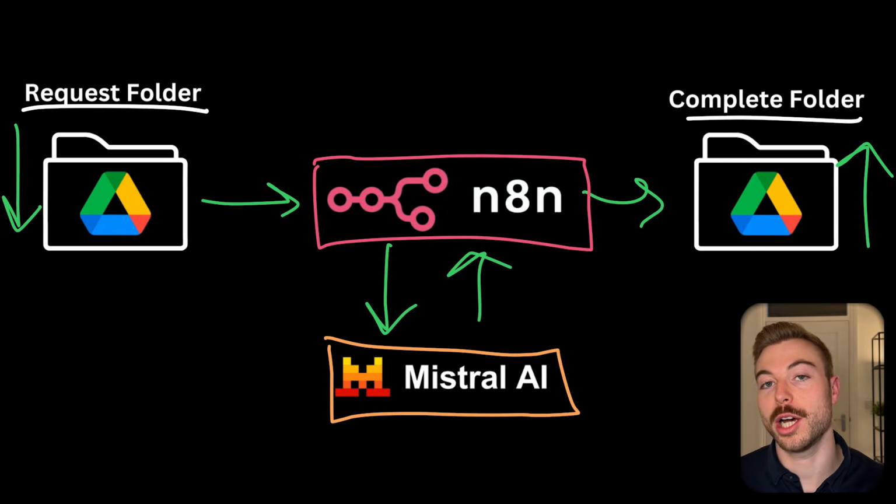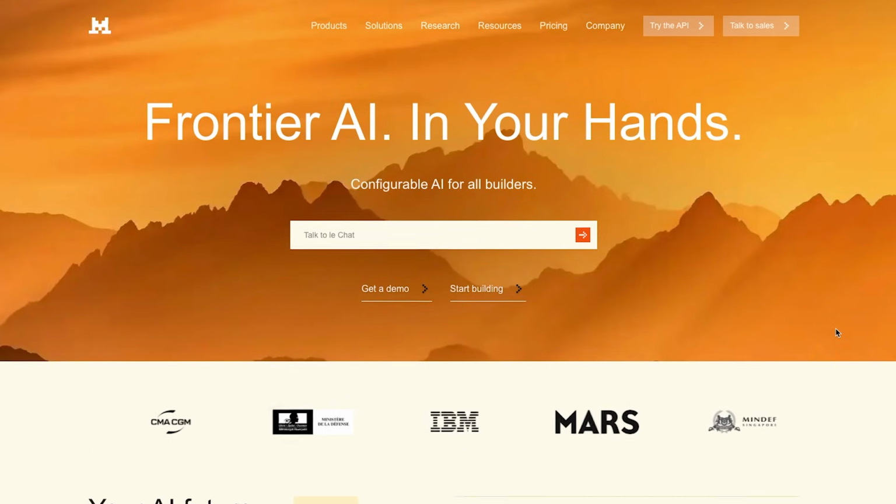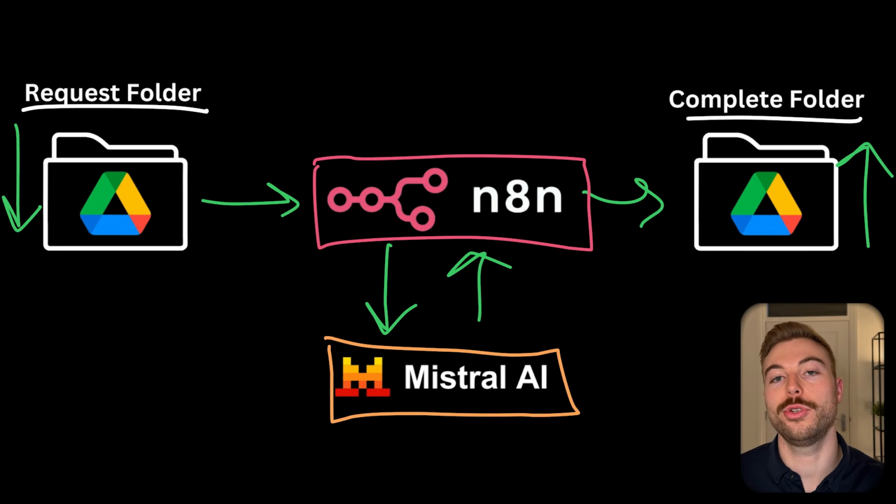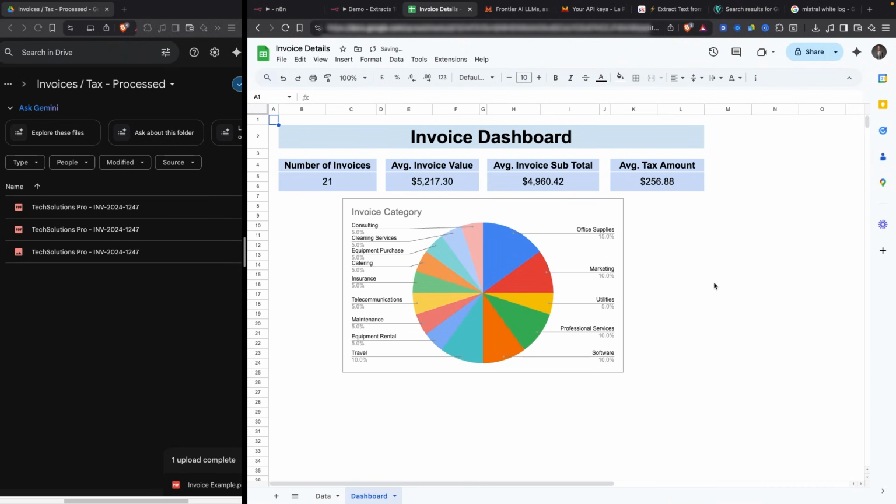We're going to be able to upload our PDFs and images into a Google Drive folder, go through and analyze it with n8n, extract all of that data with a market-leading platform called Mistral AI, and go through and upload and store all of that data into our Google Drive. So let's jump in and see exactly how it works.